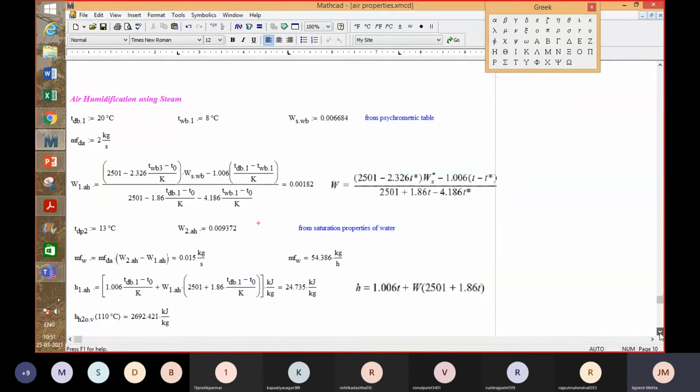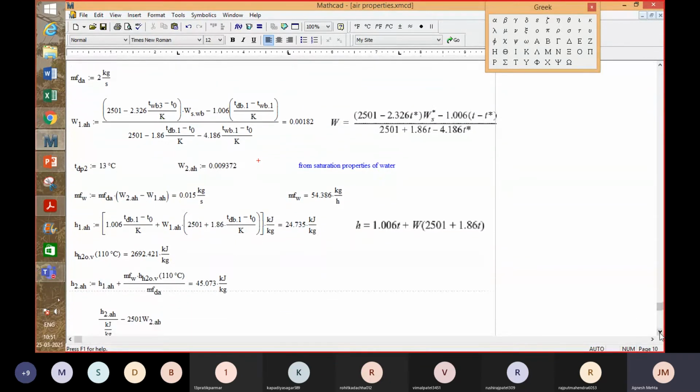Now if you get W2, you can get the rate at which the steam is injected, right? What is given is that you want 13 degrees Celsius dew point temperature. When you say a particular dew point temperature, actually you are fixing the humidity ratio also.